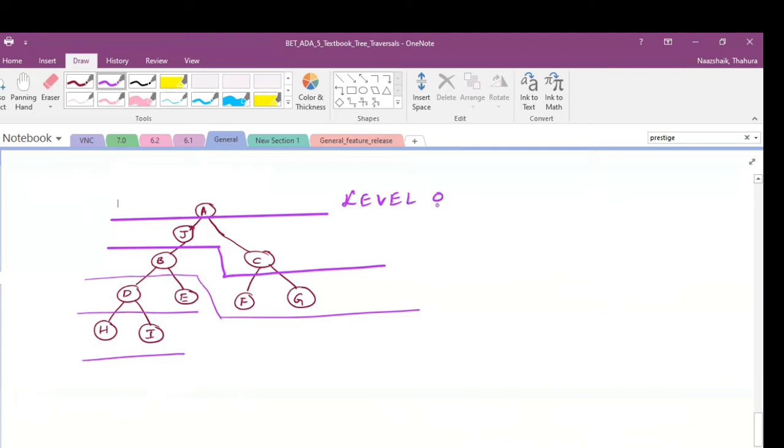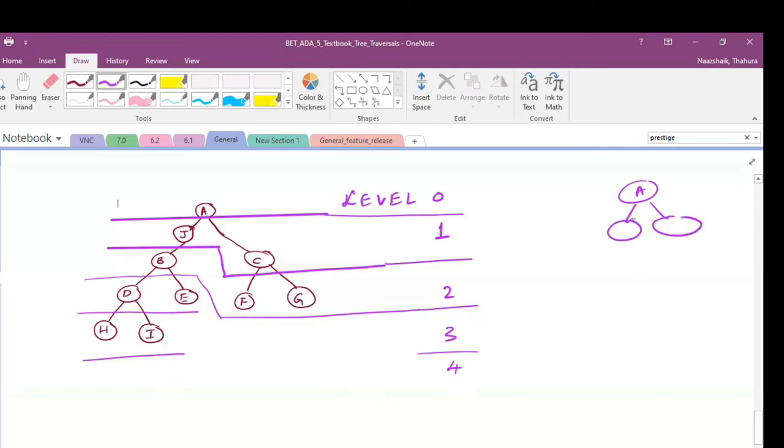The root node is always at level 0. This one is level 1. This one is level 2. This one is level 3. And finally, this one is level 4. You understood the level? If I put it this way, A is level 0. I can have 2 children. I don't need to put an arrow here, because for trees, generally, you don't put arrows. So B and C are at level 1.